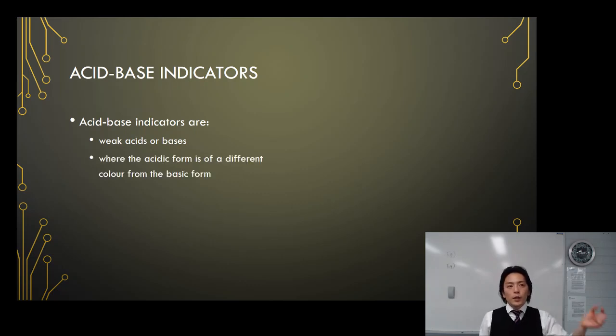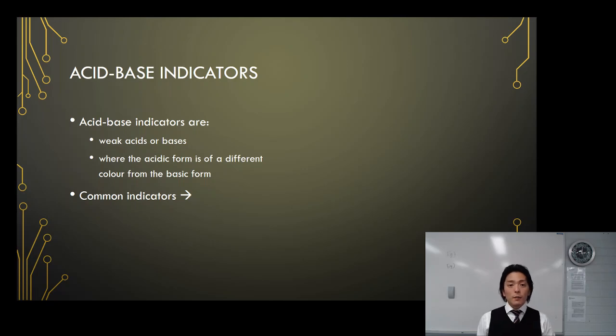So if you put an acidic solution and add some indicator into it, you're actually looking at an acid-base reaction. But because all the indicators are very weak acids or weak bases, they don't really contribute to altering the pH of the solution that you are dealing with. The acidic form is a different color from its basic form. Depending on pH, or depending on acidity or alkalinity, they change their color.